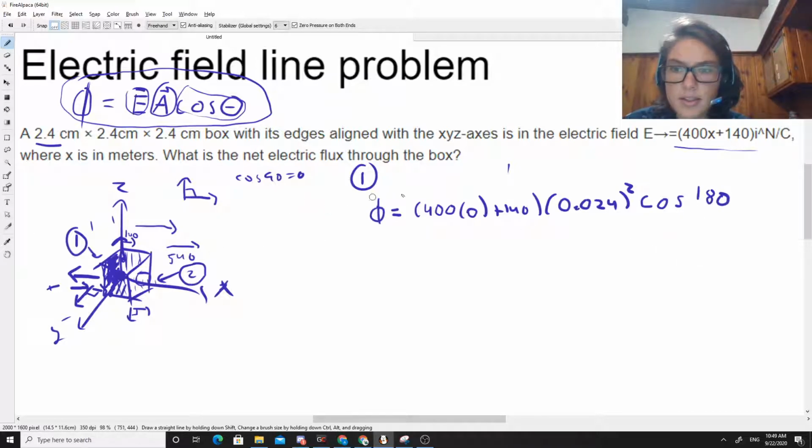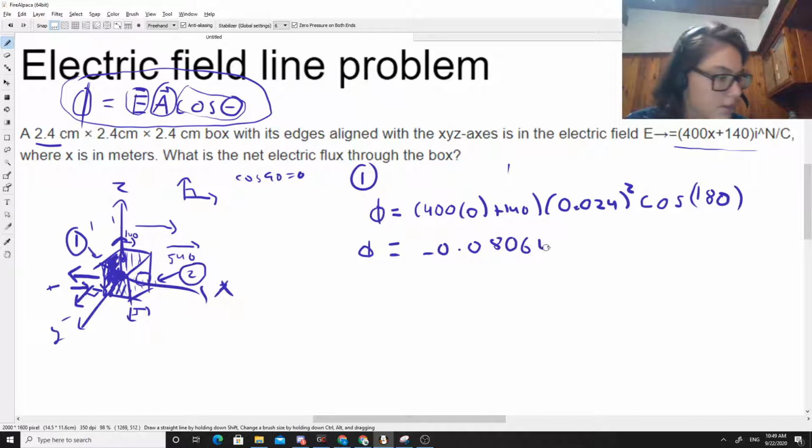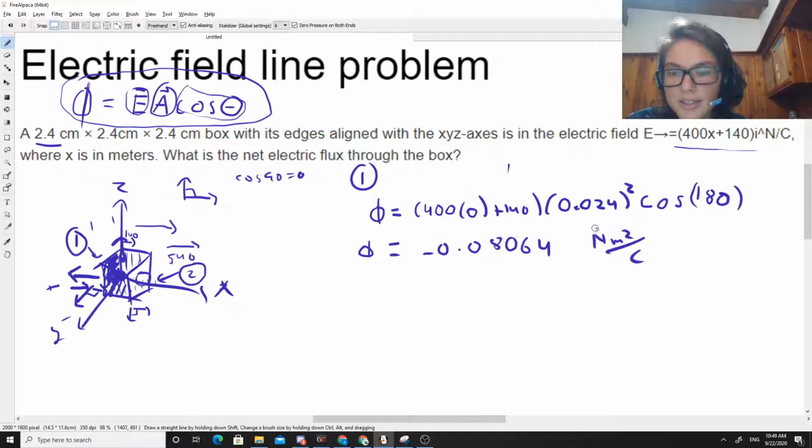And if you plug that all into your calculator, you're going to get a number something like negative 0.08064, and this is in Newton meters squared per coulomb. That makes sense. Newton per coulomb is your electric field, meters squared is your area. So there you go. That's the electric flux through your first face. Awesome, we're already halfway done with the problem. Let's solve for the electric flux through our second face.